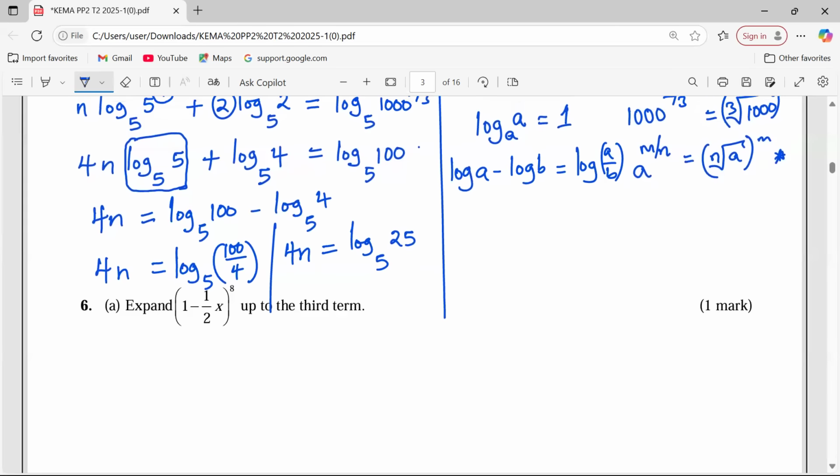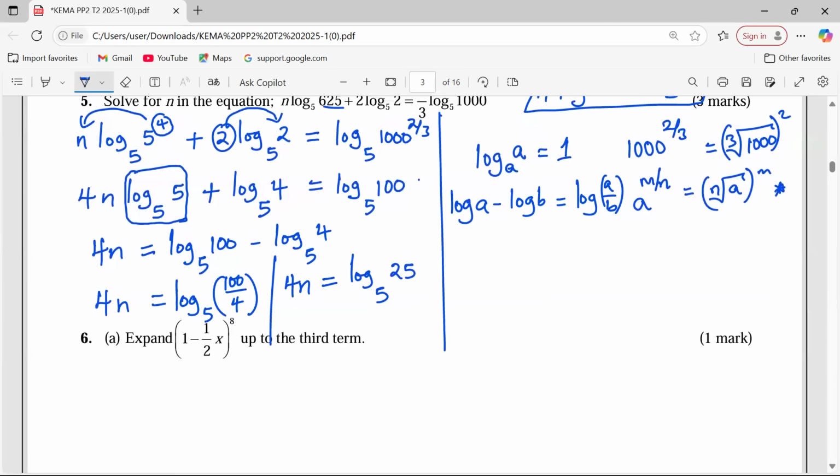At this point now, everything is becoming clear that we are almost headed to the answer. Look at this now. So I take the next step on my next working space, whereby 4n becomes the log to base 5 of 5 squared.